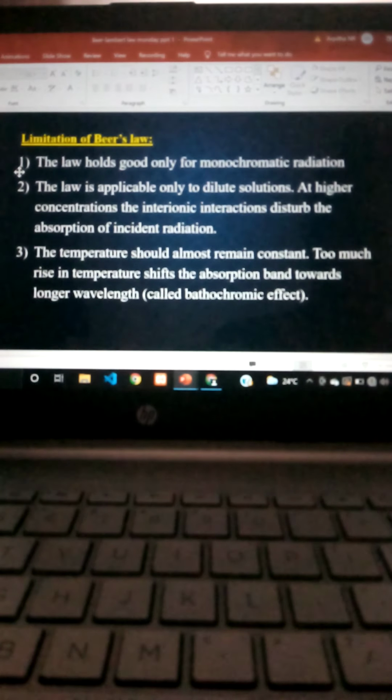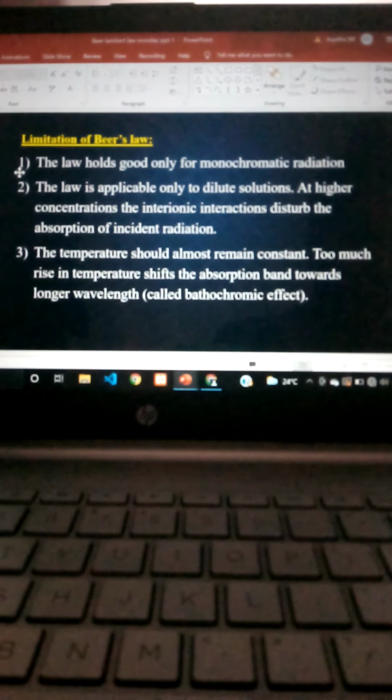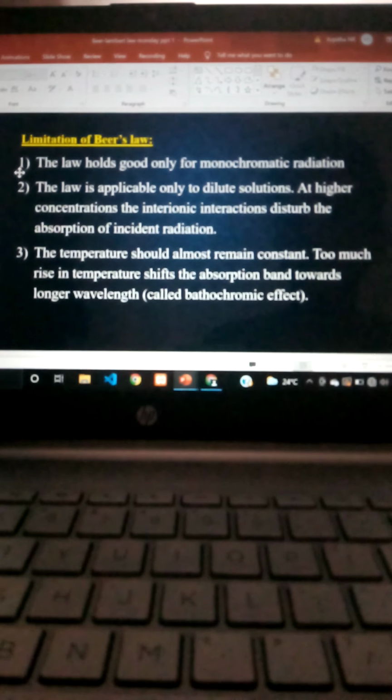And the second one is that this law is only applicable for dilute solution. And the third one is that the temperature remains constant. Suppose if you increase the temperature, it shifts the absorption band towards longer wavelength. This effect is called the bathochromic effect. So this is all about the limitations of Beer's law. I hope the concept is clear to all.